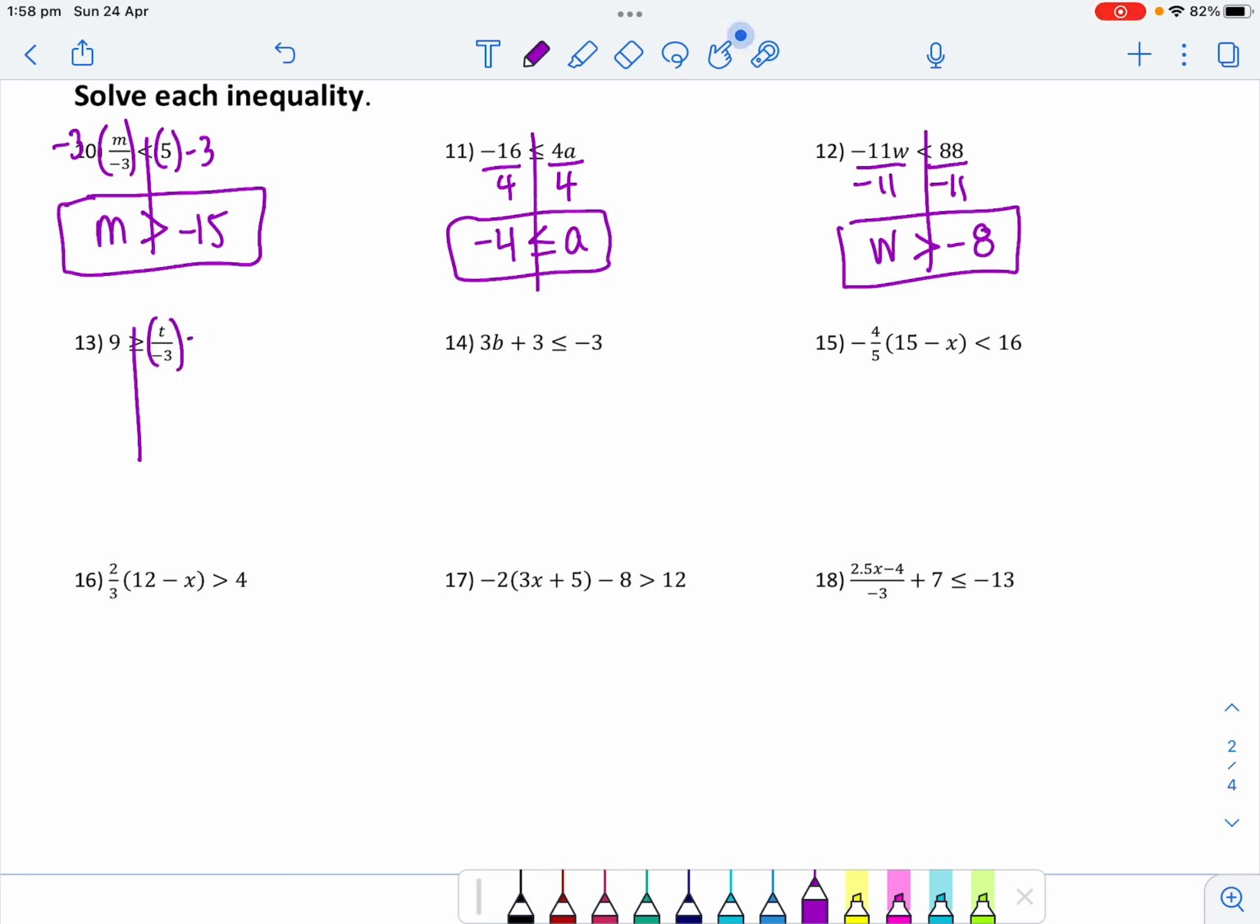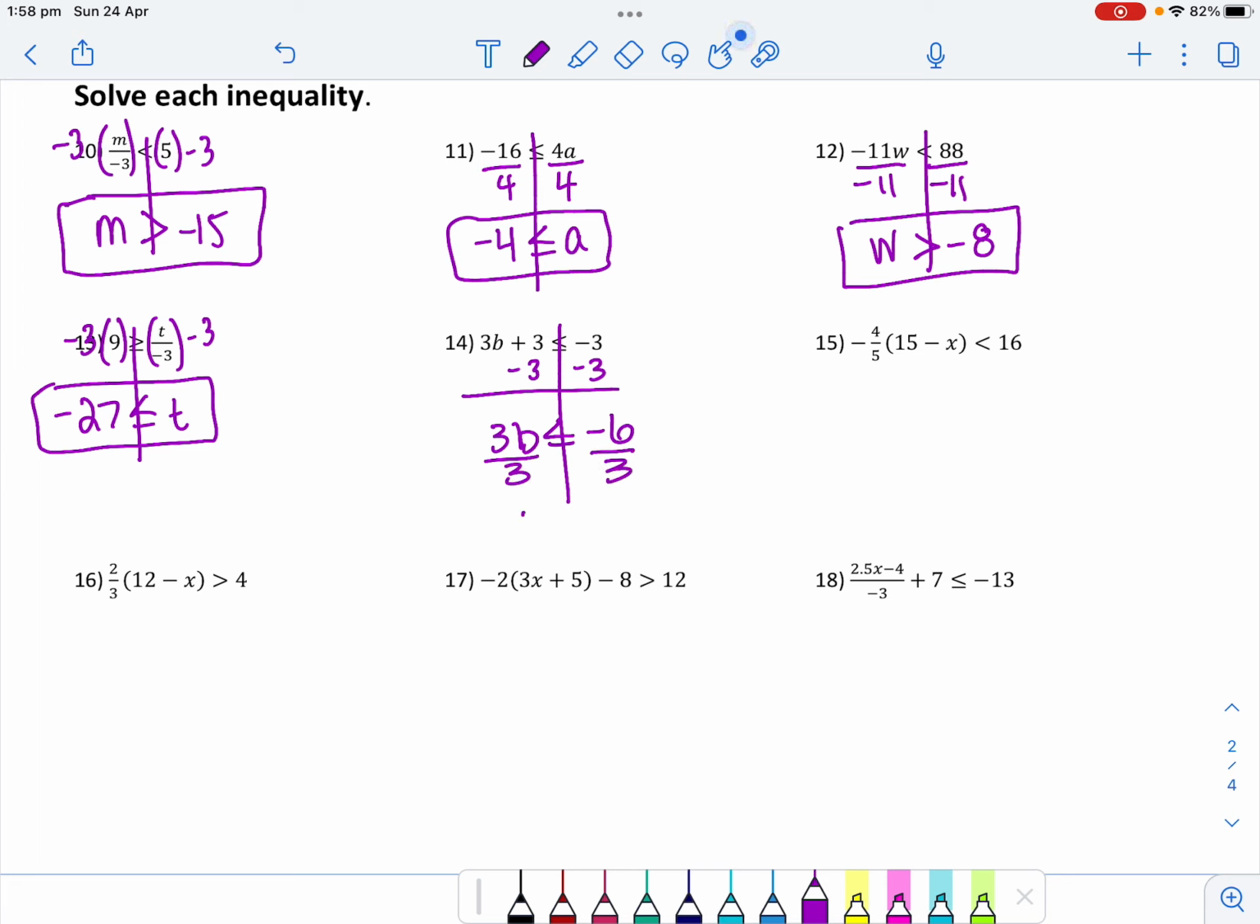Here I'm going to multiply by negative 3. So negative 27 is less than or equal to t. Here's my two-step ones. So I'm going to subtract 3 from both sides. So 3b is less than or equal to negative 6. I'm dividing by a positive, so nothing changes. b is less than or equal to negative 2. This one, I'm going to multiply both sides of my equation by negative 5 over 4.